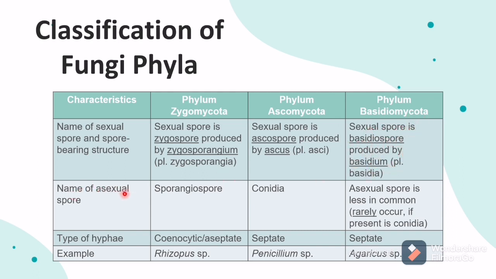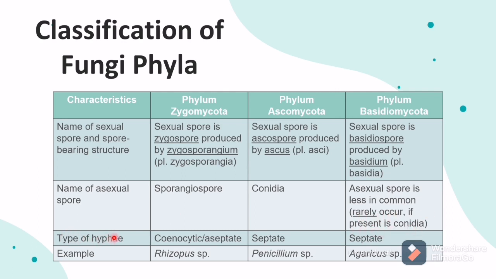For the name of asexual spore, for phylum Zygomycota it is sporangiospore. For phylum Ascomycota it is conidia. For phylum Basidiomycota, asexual spores are less common. Rarely occur, but if present, it is conidia.